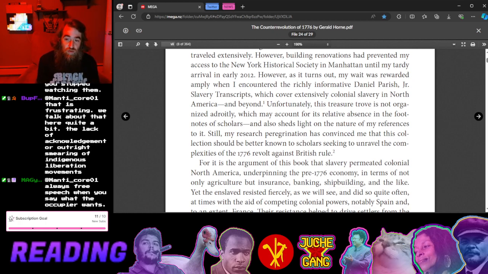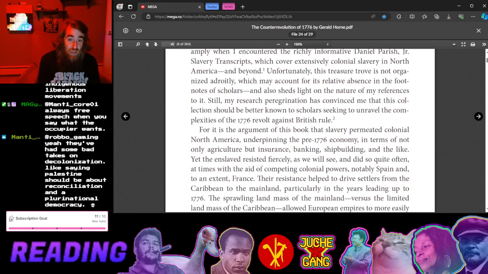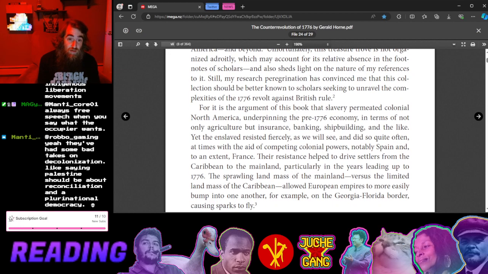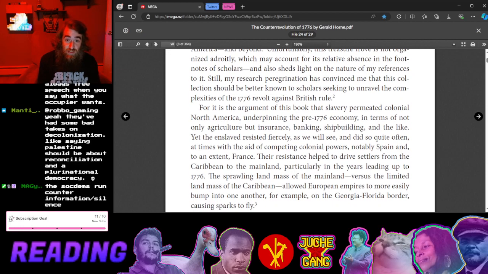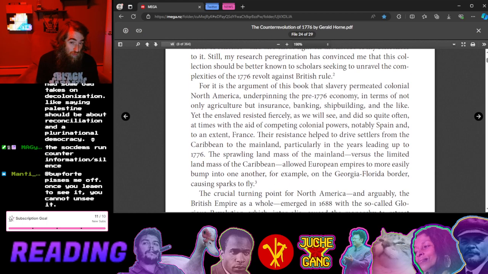Unfortunately, this treasure trove is not organized adroitly, which may account for its relative absence in the footnotes of scholars, and also sheds light on the nature of my references to it. Still, my research has convinced me that this collection should be better known to scholars seeking to unravel the complexities of the 1776 revolt against British rule.